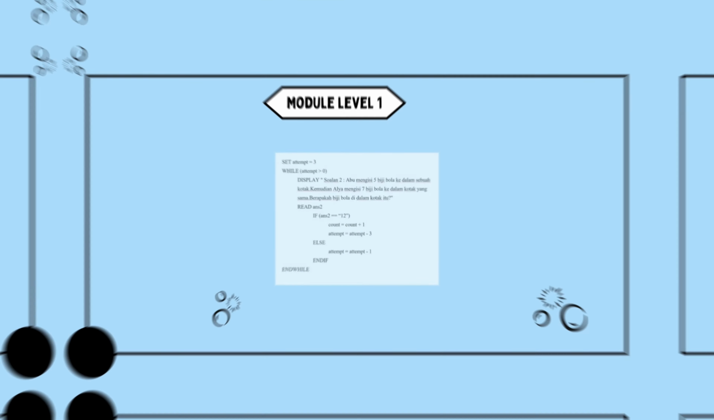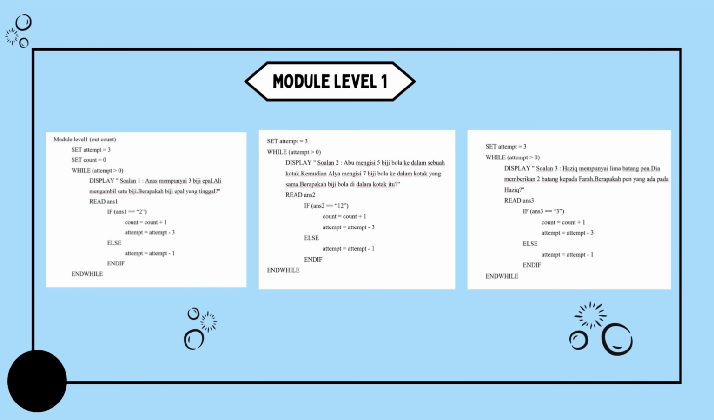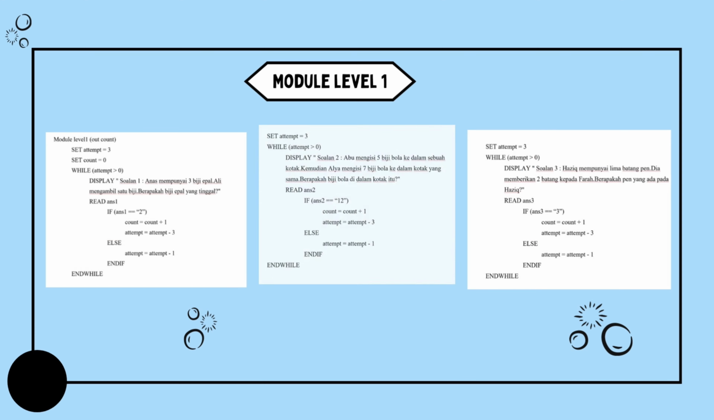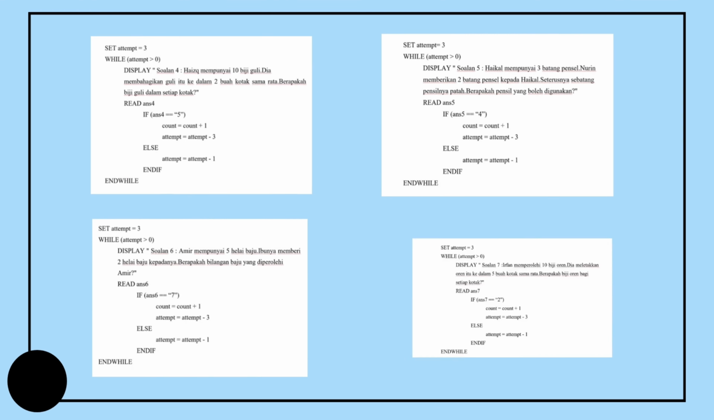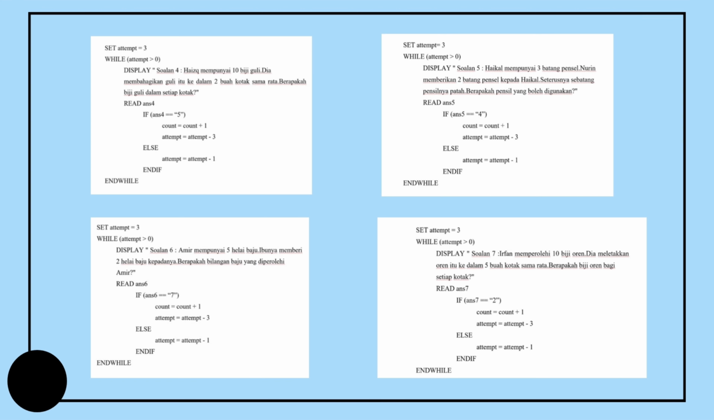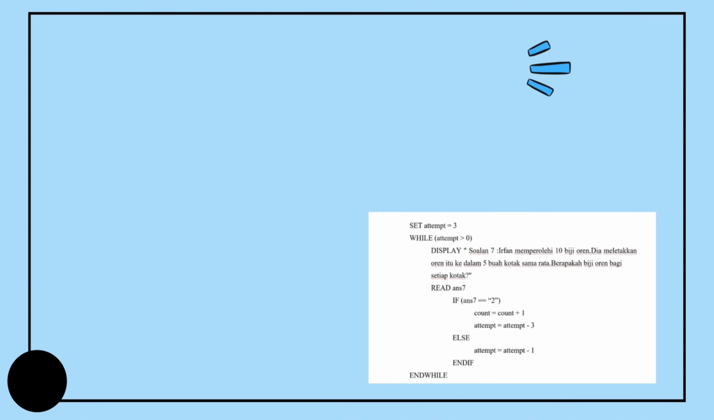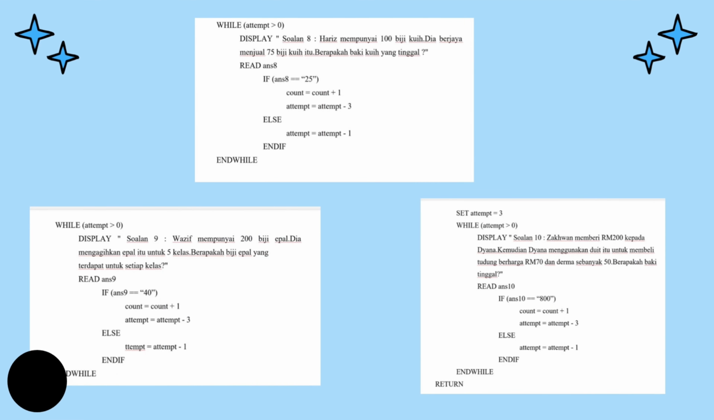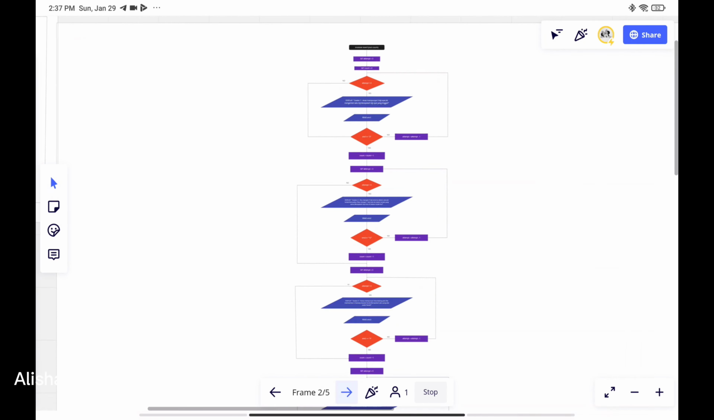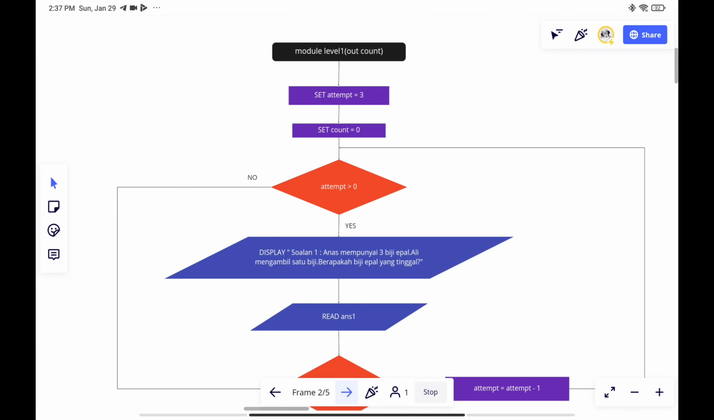In module level 1, the questions are basically for standard 1, standard 2, and standard 3. The program will display the question first, then the user needs to answer the question. If the answer is correct, they will move to the next question and 1 mark will be given. Otherwise, they have 3 attempts to answer the question correctly.